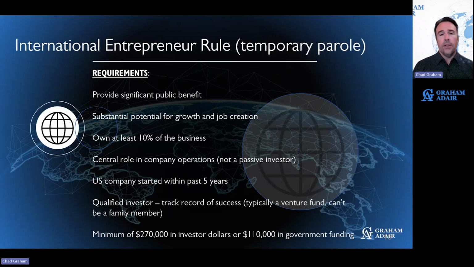Again, they're going to want to see that the company is going to be creating jobs. And then the one other thing to be aware of here is that unlike the E2, with the International Entrepreneur Rule, you're going to need to show that you're a major part of the operations of the company. You're not just a passive investor. So you're going to be, let's call it a C-suite executive within the company, the COO or the CTO or something like that.